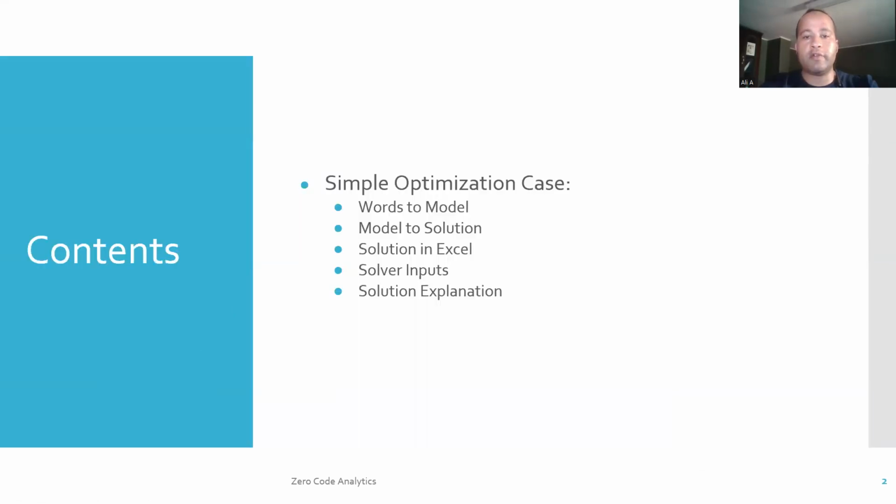Today's lesson will cover a simple problem that chooses the quantity to produce of two products. First, we will transfer the word problem into a mathematical optimization problem. Then we will go from the mathematical optimization model to the solution format in Excel. We will then enter it into Excel's Solver and finally interpret the solution.